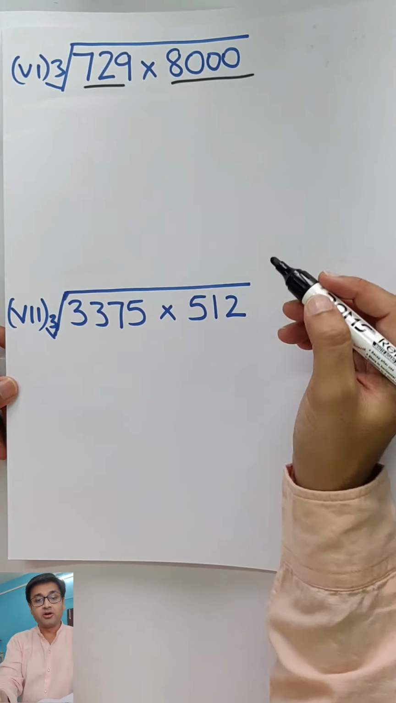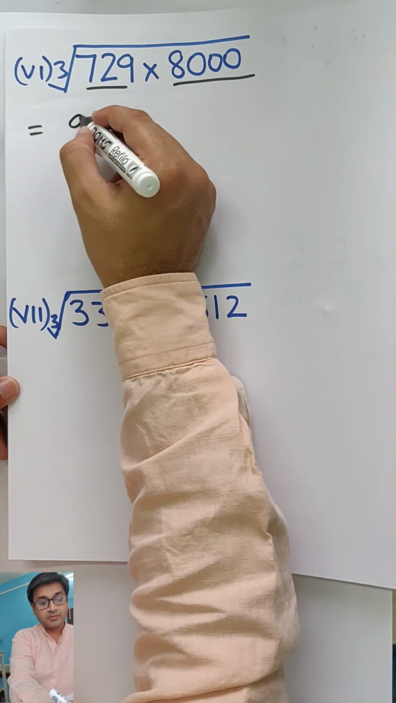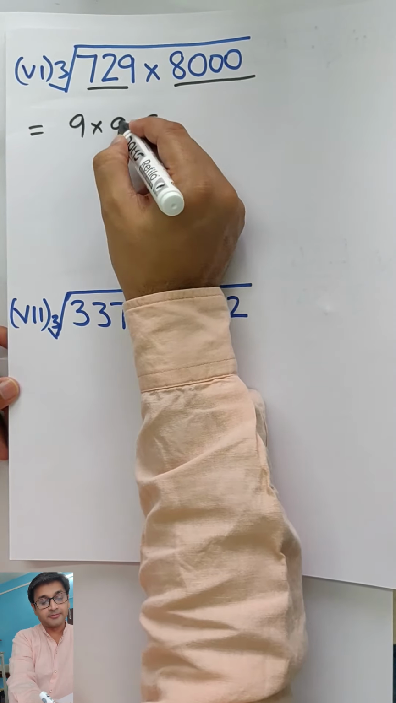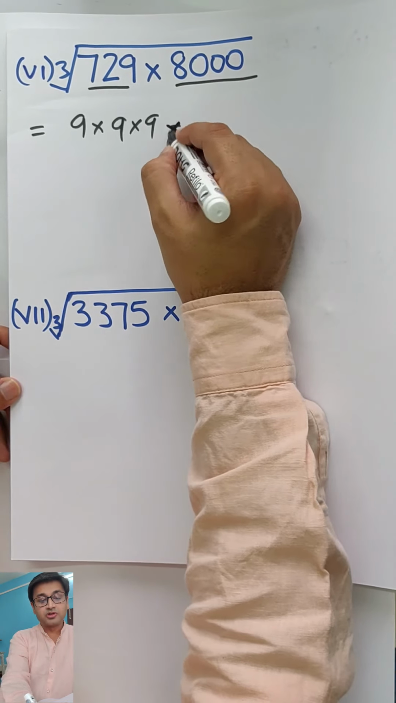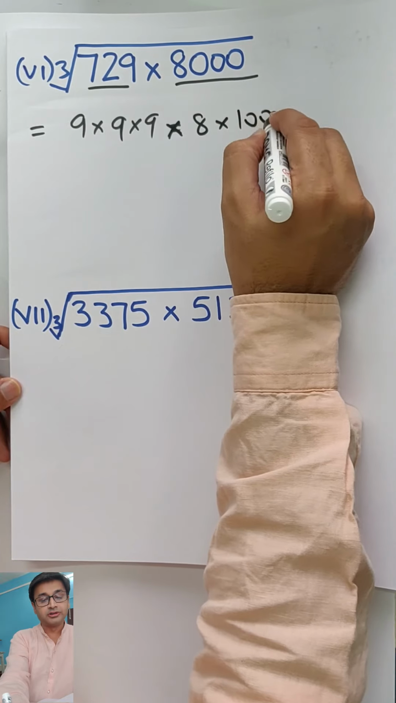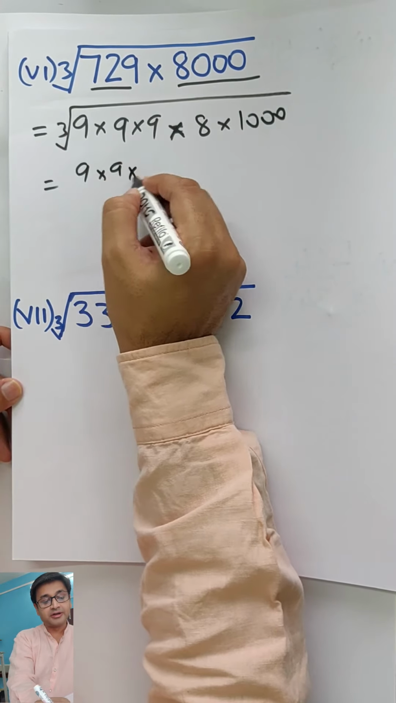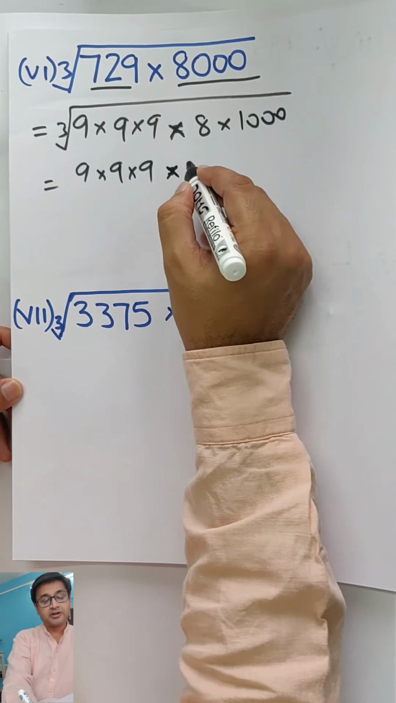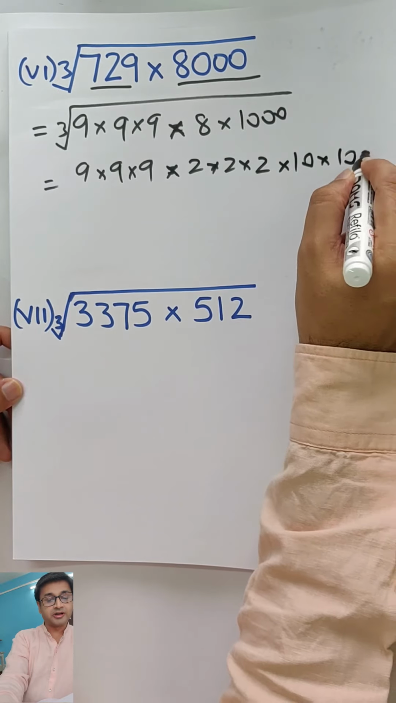Okay. Next, 729 by 8000. You should be knowing both. 729 is 9 cube, so 9 into 9 into 9. 8000, if you find it tricky, what you must do is split it: 8 into 1000. Now is it easy? So 9 into 9 into 9. 8 you know is 2 into 2 into 2. And 1000 you know is 10 into 10 into 10.